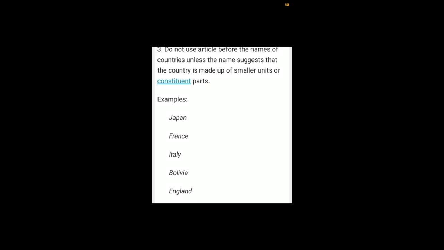Now, the third rule says do not use an article before the names of countries, unless the name suggests that the country is made up of small units or constituent parts. Here the examples are given: Japan, France, Italy, Bolivia, England. Whenever we speak, we say India, UK, so we never use any article. But again, I'm repeating that we never use an article before the names of countries unless the name suggests that the country is made up of small units or constituent parts.